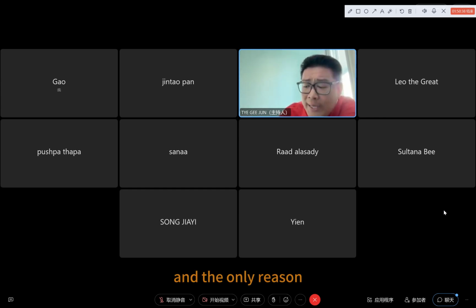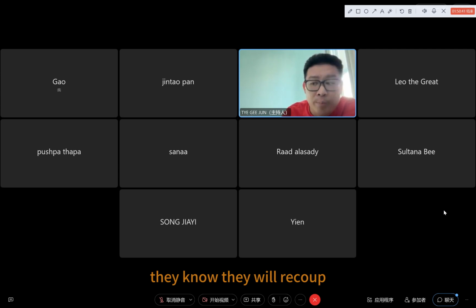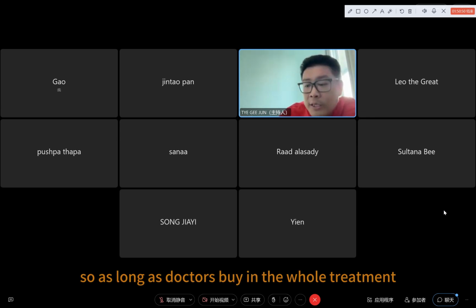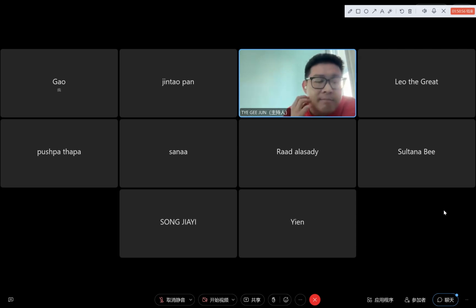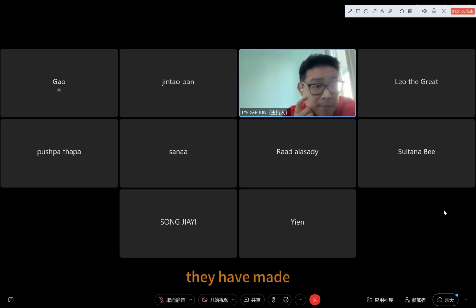And the only reason why the sponsor will pay for it is because they know they will recoup the amount if they get buy-in from patients as well as doctors. So as long as doctors buy in the whole treatment, there's a very likely chance that they will be able to recoup whatever investment they have made.